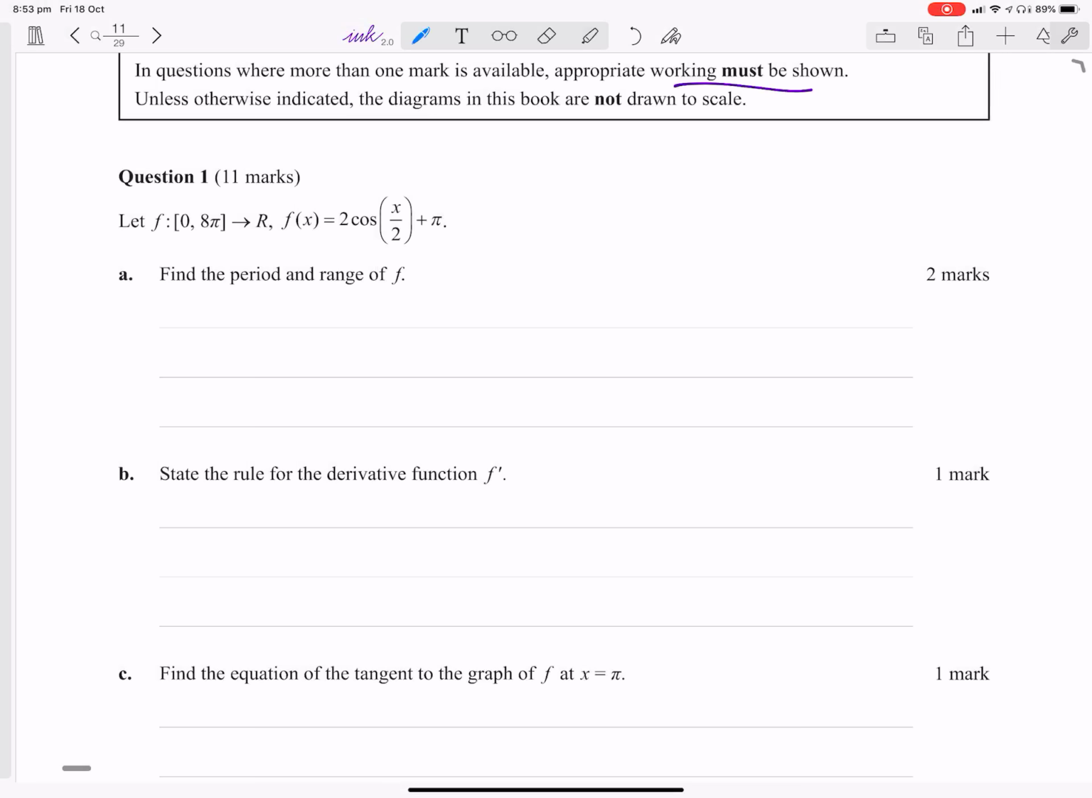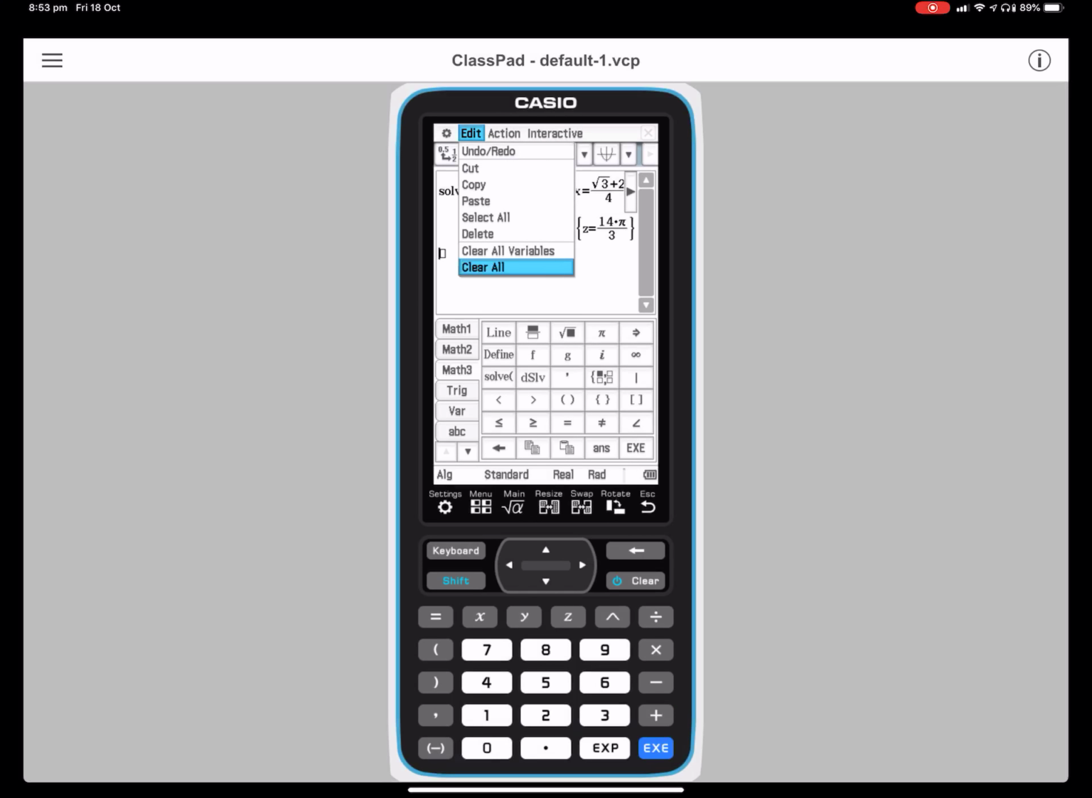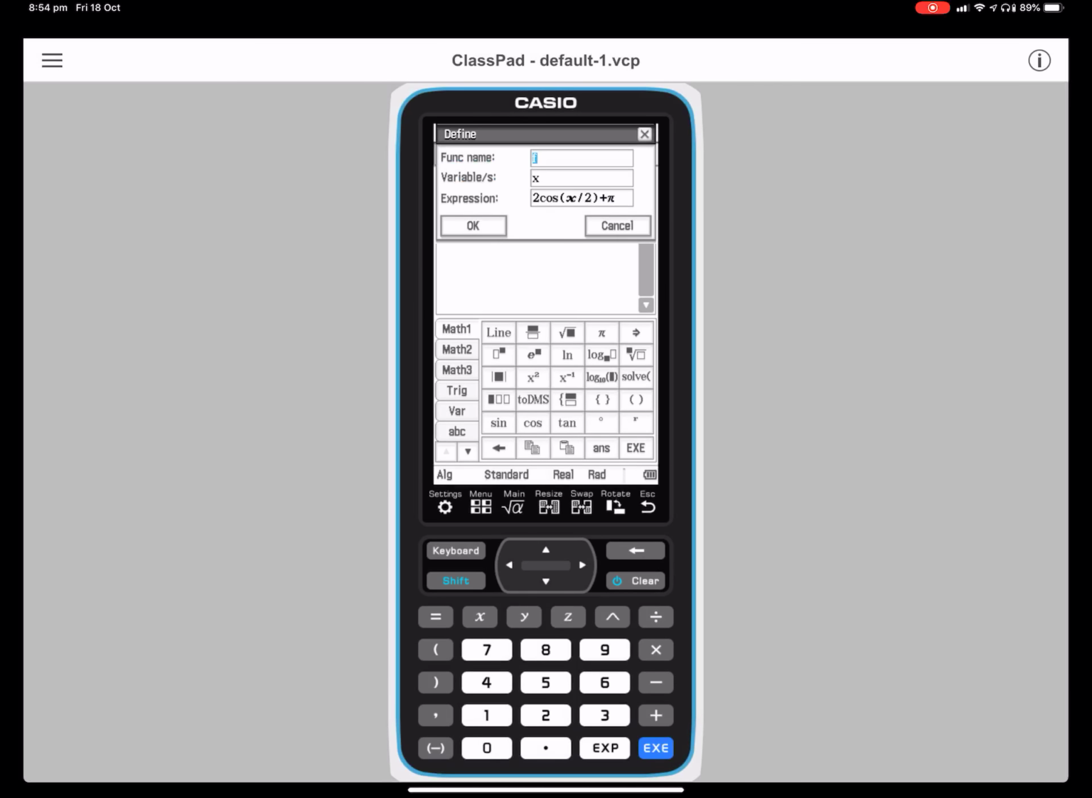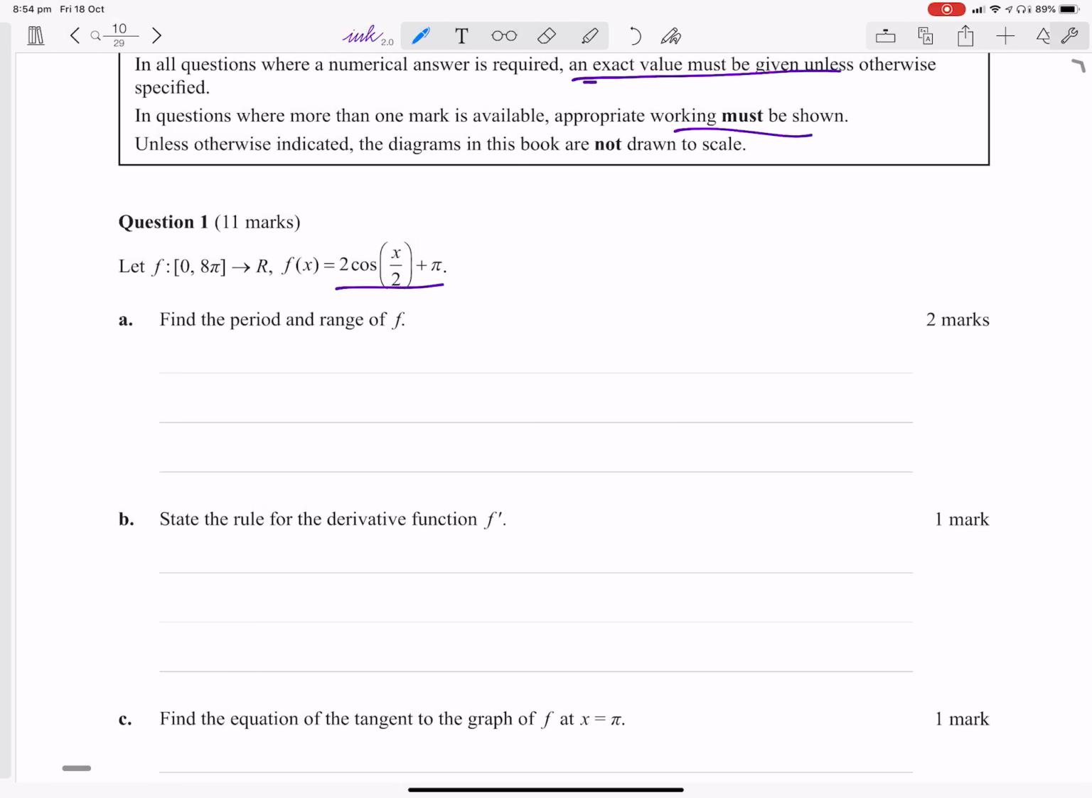Okay, first one, find the period. Actually, the first thing you should always do is define your function. So 2 cos x on 2 plus pi. Define it as f of x. Make sure it's right. Okay. The period, it's 2 pi on a half. So our period, 2 pi and a half is 4 pi.